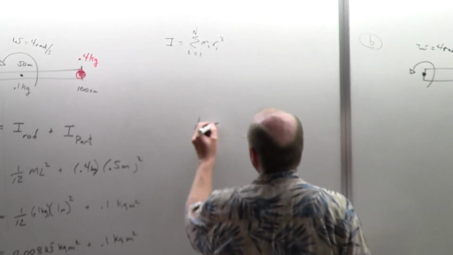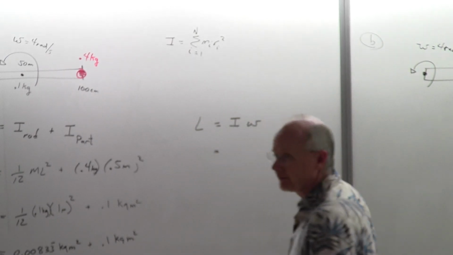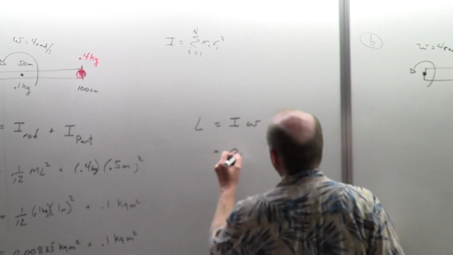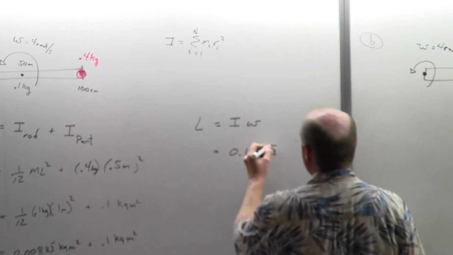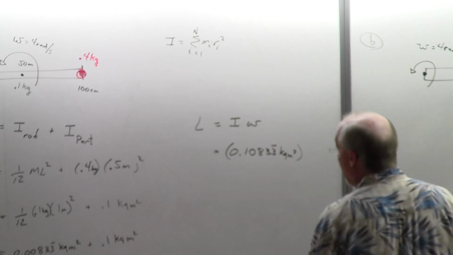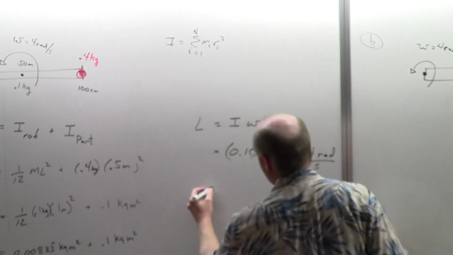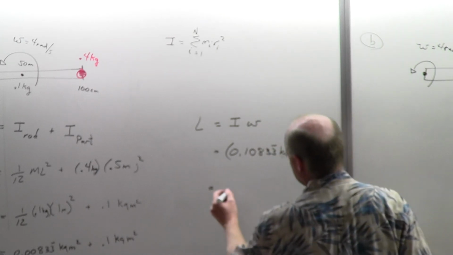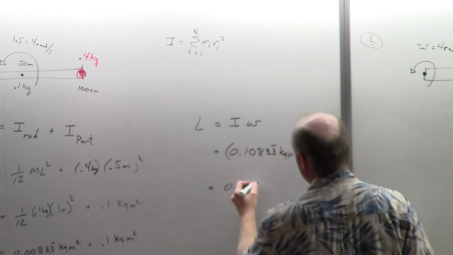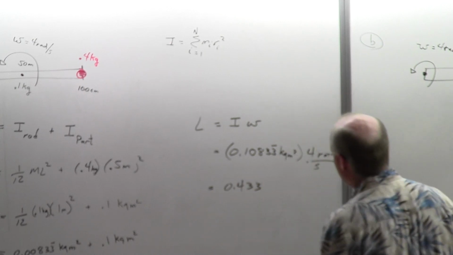Then I would say L is equal to I omega. And this is really the easy part. This is a plug and chug one at this point. You've got 0.108333 kilogram meters squared for the moment of inertia. And then the angular speed was given to you as 4 radians per second. So let's see, 4 times 0.108333 is 0.4 and then a 32 makes it a 33. And I'll just do that.